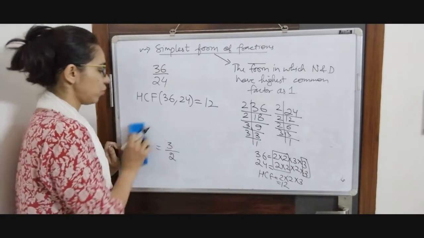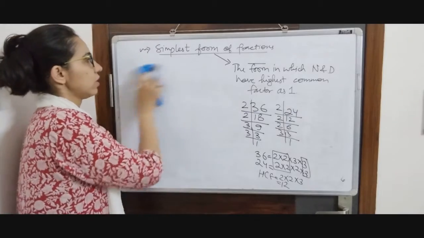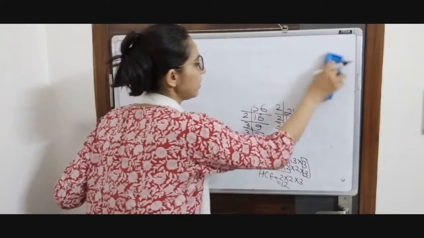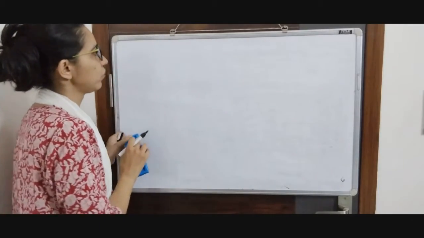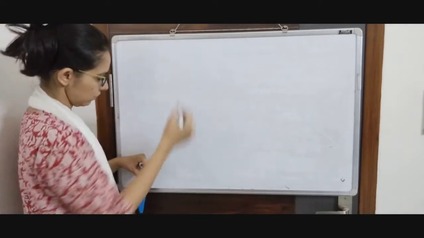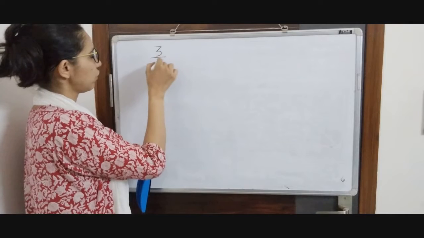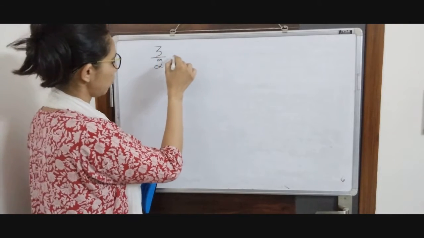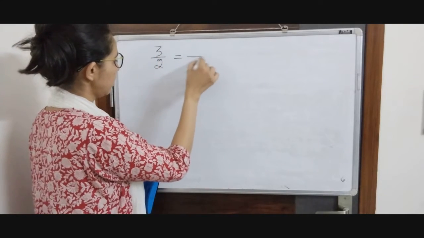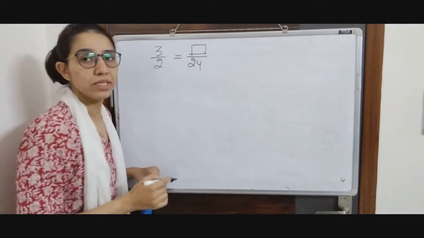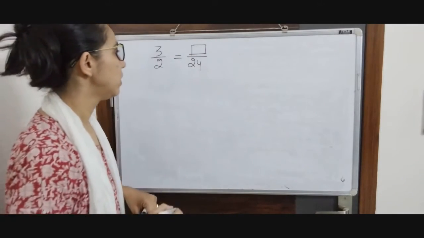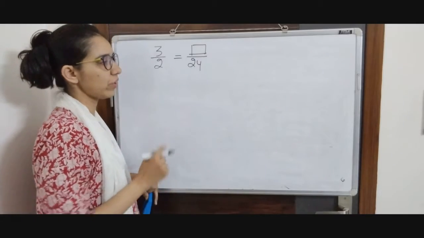So we have one more topic, which is to find the equivalent fraction of a given number. Suppose we have 3 by 2, and we have to find out the equivalent fraction in which the denominator is given. This type of question we have to do. So before that, we have to understand one thing.